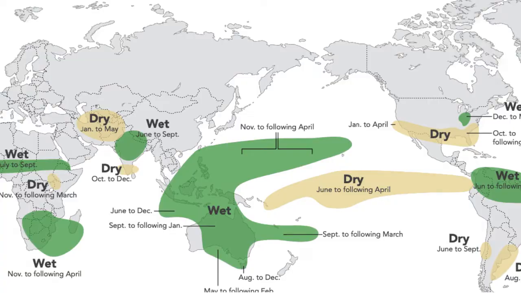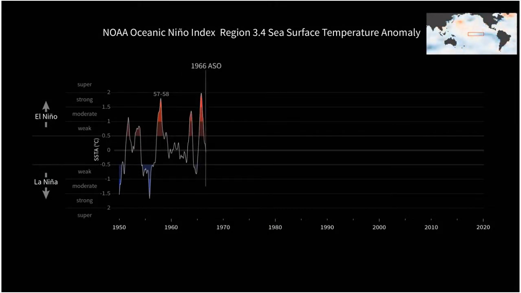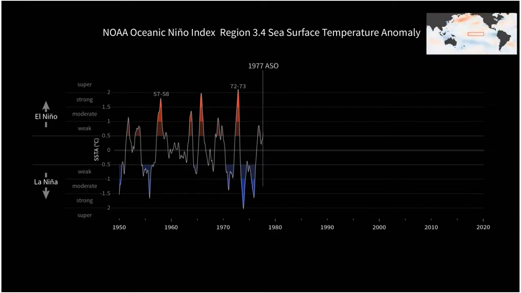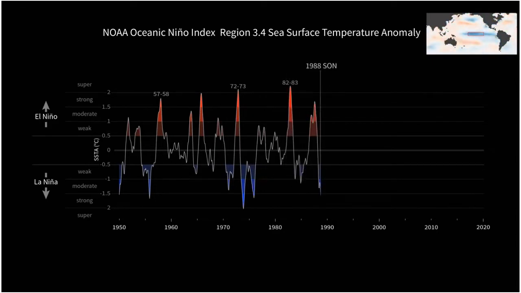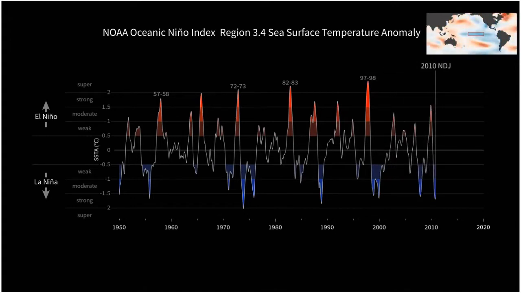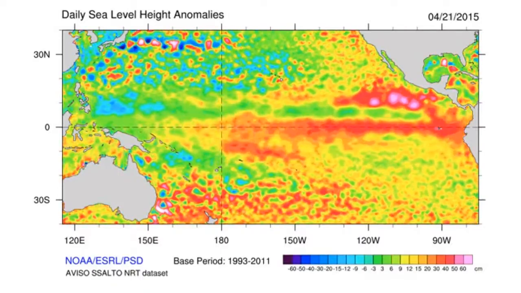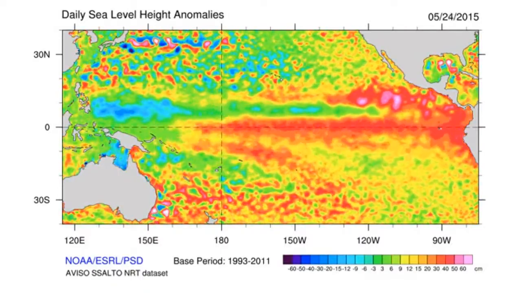The Oceanic Niño Index measures the sea surface temperature anomaly to identify El Niño and La Niña events. For an El Niño event to be declared, the average sea surface temperatures in the Niño 3.4 region of the equatorial Pacific Ocean must be at least 0.5 degrees Celsius warmer than average over a 5-month period. This video shows an El Niño event where the eastward Kelvin waves are clearly visible.